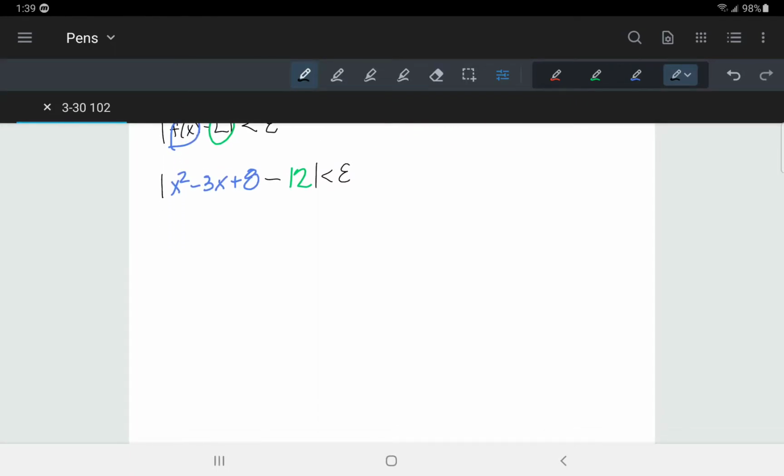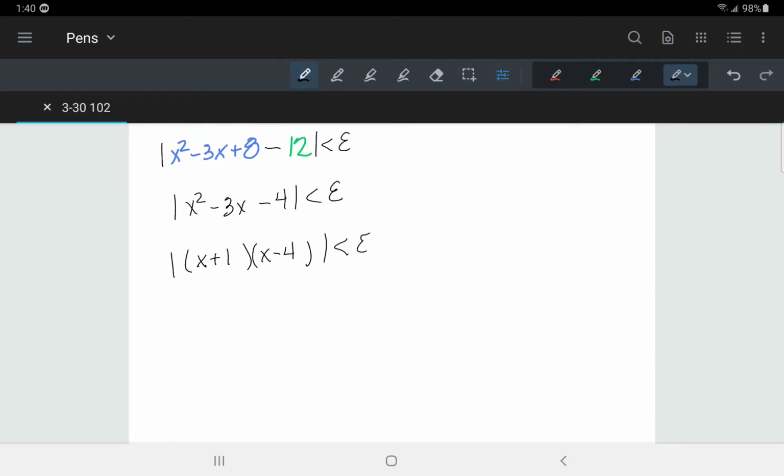Now we'll just begin the algebraic manipulation. So in simplifying inside, we get the absolute value of x squared minus 3x minus 4 is less than epsilon, and we can factor this into x plus 1 and x minus 4. Now we have the product inside the absolute value, so we can split the absolute values into a product. Absolute value of x plus 1 times absolute value of x minus 4 needs to be less than epsilon.